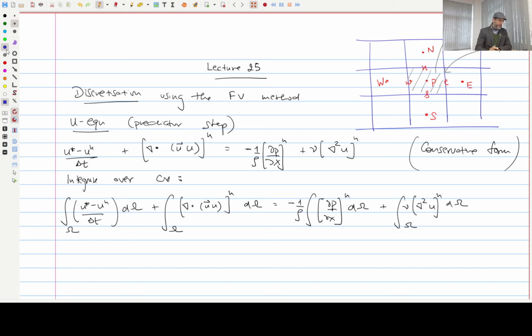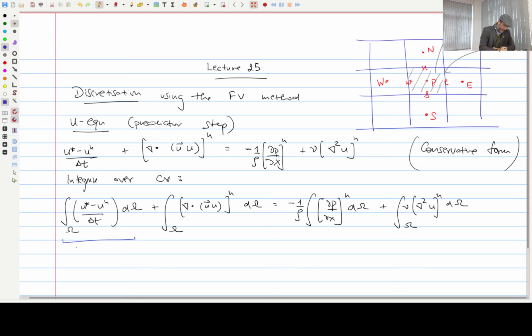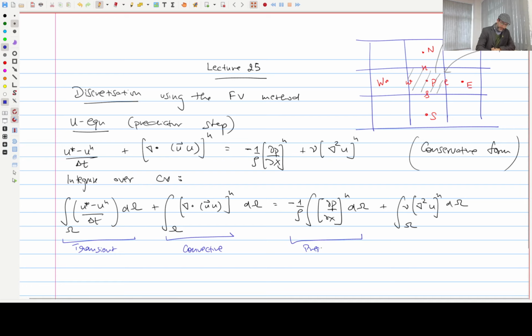The first one is the transient term. That is already sort of discretized. There's not much to do here, but let's call this the transient term. Then we have the convective term. Then we have the pressure term, or we could also call it a source term, but I'm calling it a pressure term. And then we have a diffusion term.